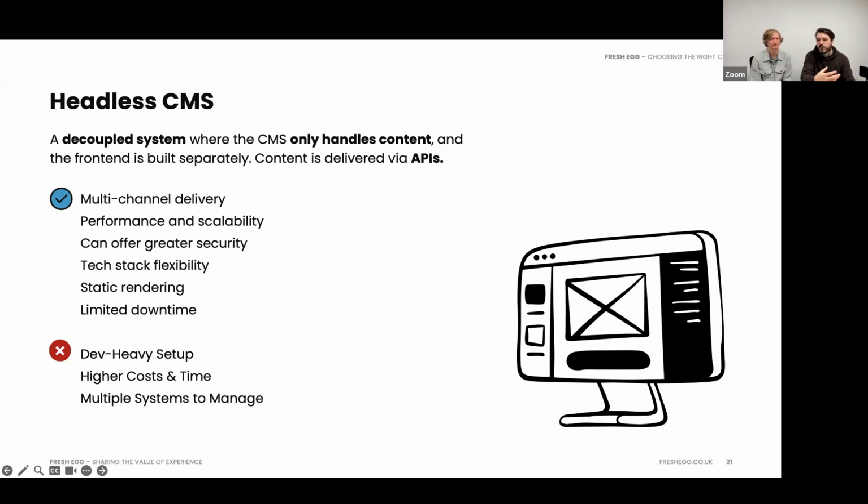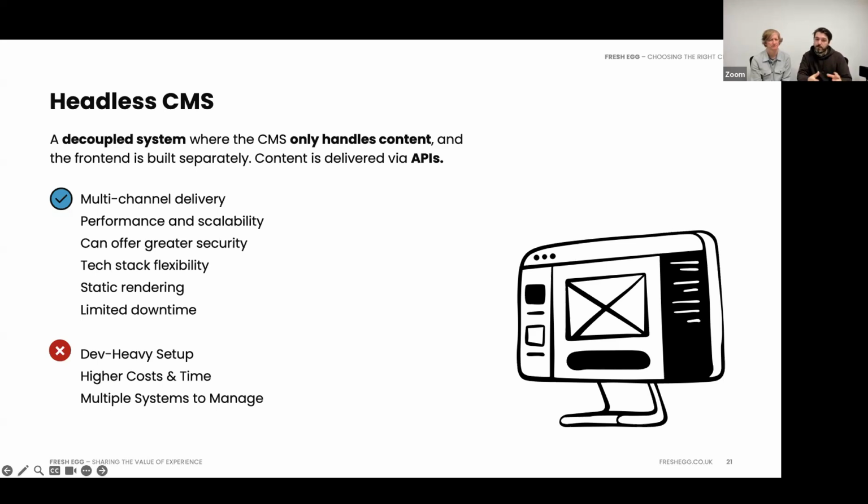What we build at Fresh Egg is statically rendered websites. This is essentially going back to how websites were when we just sent HTML down the wire, which is the raw building blocks of a web page. With a headless approach, we can build these HTML pages ahead of time and serve them directly from the likes of a CDN, which is a content delivery network, which makes it incredibly fast. So there's a real performance benefit with headless.